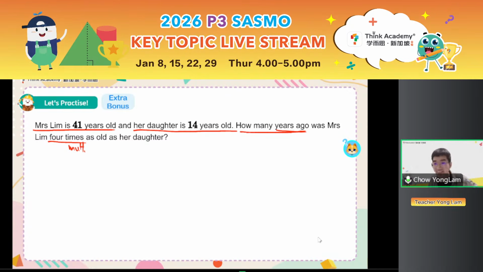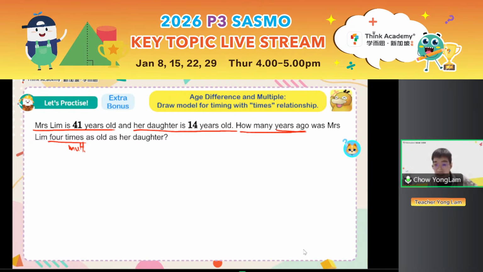So then I can label the model. But remember just now I said to label the model, we need to first figure out the timing for that model. Do you know when was the age 4 times for Mrs. Lim compared to her daughter? Do you know when was the age relationship 4 times?